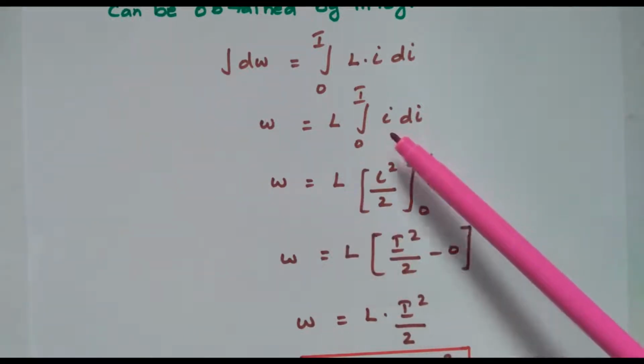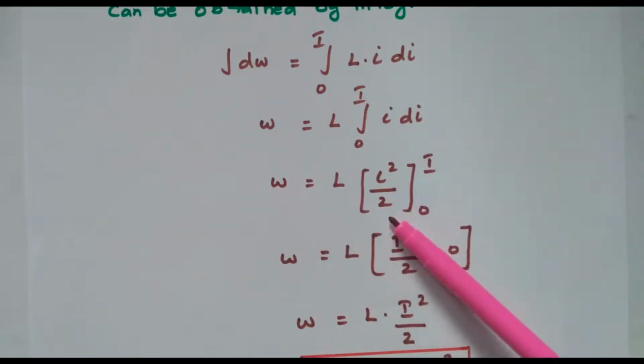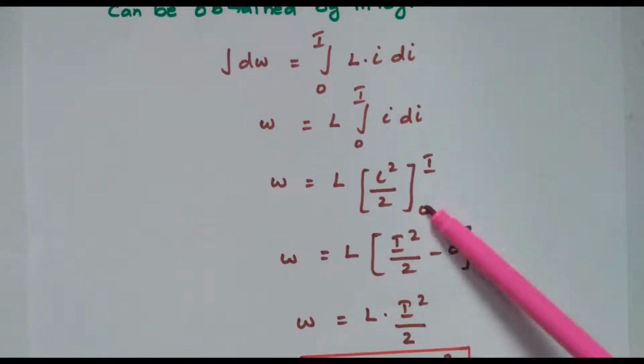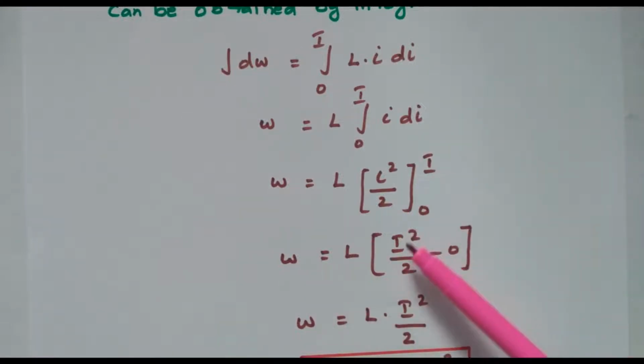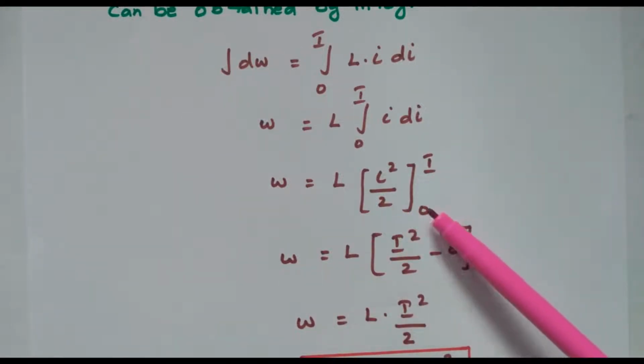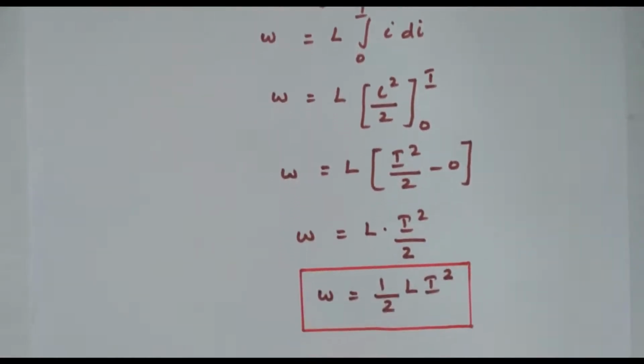This integral of I is nothing but I square by 2, right? Integral of I is I square by 2. We need to substitute the limit 0 to I. So W equal to L, substitute the upper limit I square by 2 minus lower limit 0. So W equal to L I square by 2, which can be written as W equal to half L I square.